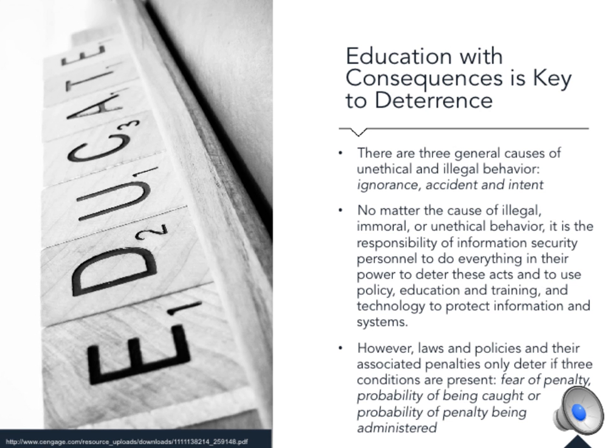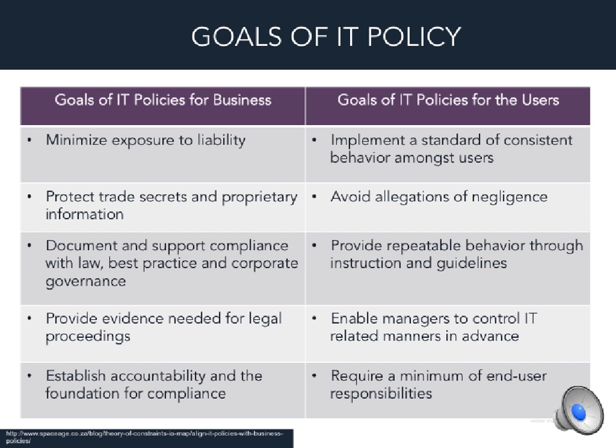No matter the cause of illegal, immoral, or unethical behavior, it is the responsibility of the IT professional to do everything in their power to deter these acts and use policy, education, training, and technology itself to protect information and security systems. However, policies only work if there are consequences when employees actually break the rules. Therefore, employees must have a fear that if they act unethically, they will be caught, which requires constant oversight of the IT policy by the IT manager.